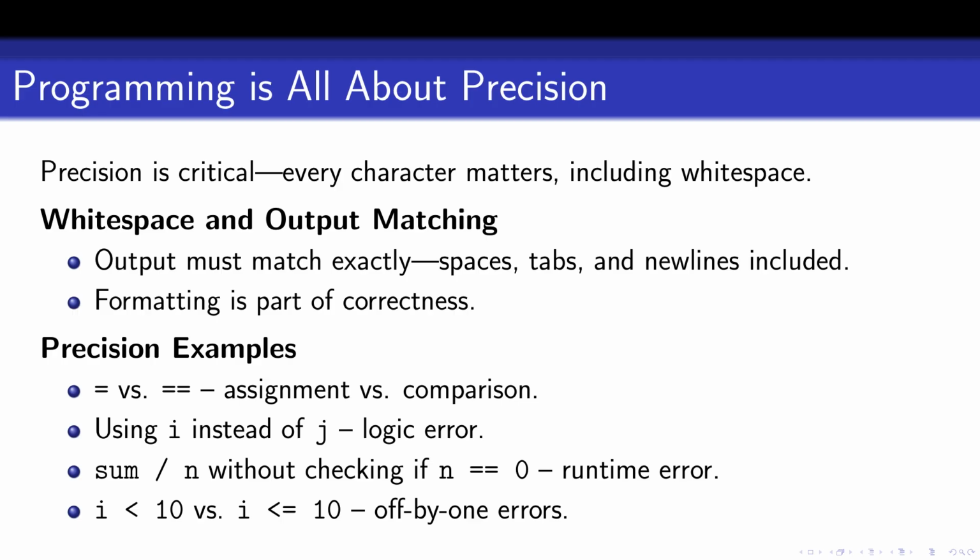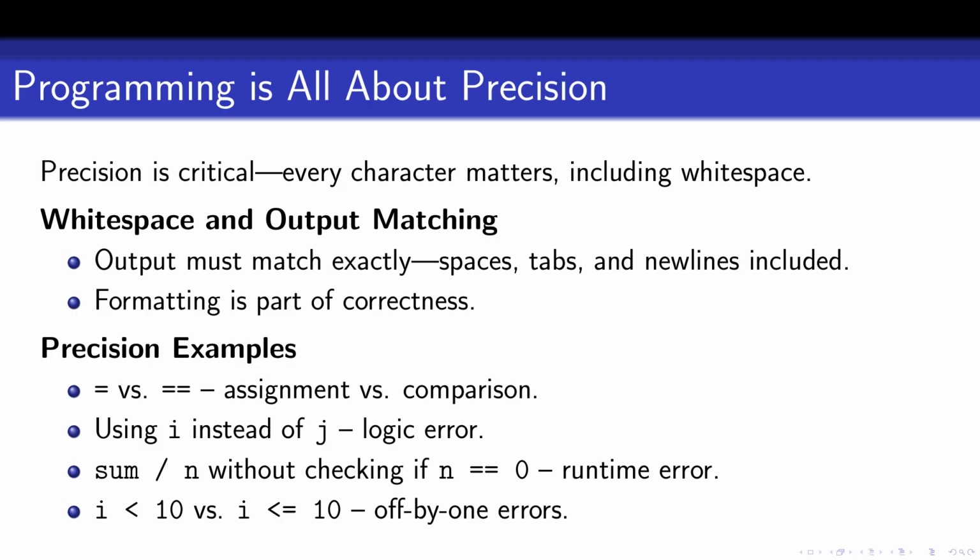Before we close, let's talk about something that's at the heart of every good programmer's mindset: precision. Programming isn't just about writing code that works. It's about writing code that works correctly, down to the last detail. That includes white space, those spaces, tabs, and new lines that might seem invisible, but can completely change how your code behaves or how your output is interpreted. In programming challenges or automated grading systems, even one extra space can cause your program to fail. Why? Because programming is all about exactness.